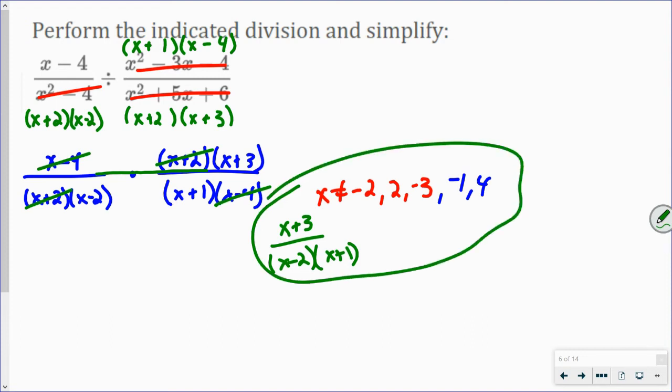Okay, so fairly simple on the division and multiplication there. Just make sure you understand how to factor and how to look at the domain restrictions.